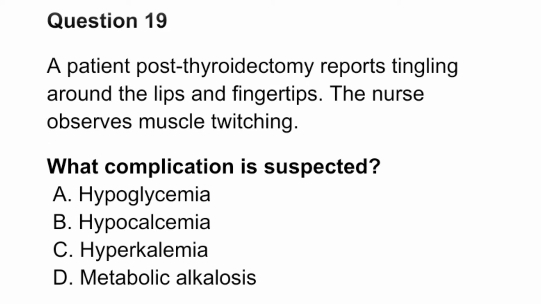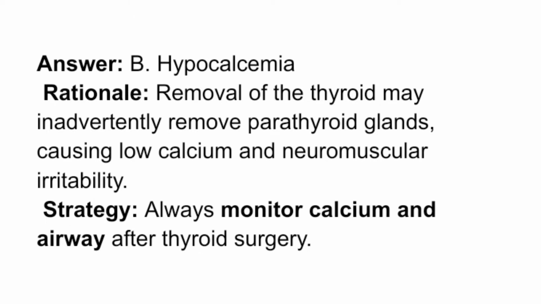Question 19. A patient post-thyroidectomy reports tingling around the lips and fingertips. The nurse observes muscle twitching. What complication is suspected? A. Hypoglycemia. B. Hypocalcemia. C. Hyperkalemia. D. Metabolic alkalosis. Answer: B.